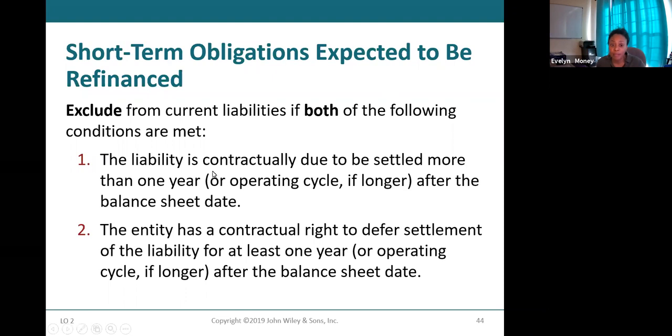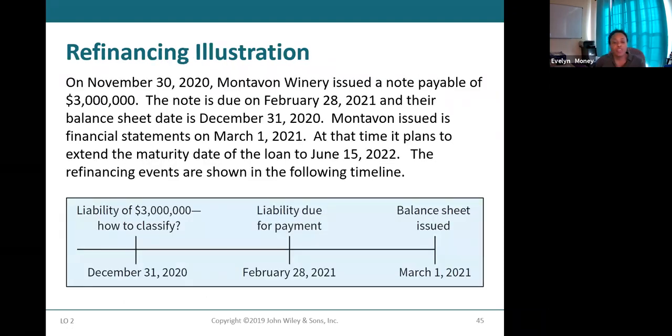Both of these conditions have to be met. The liability is going to be settled in more than 1 year, and if that's the case, then it's shown as a long-term liability. Or the corporation has the contractual right to push off the settlement, or they can say, hey, we're not going to pay this for at least 1 year, or the company's operating cycle is longer, after the balance sheet date. Again, the focus this time is on debt that we are expecting to be refinanced. So this one makes a little more sense when we look at an example.